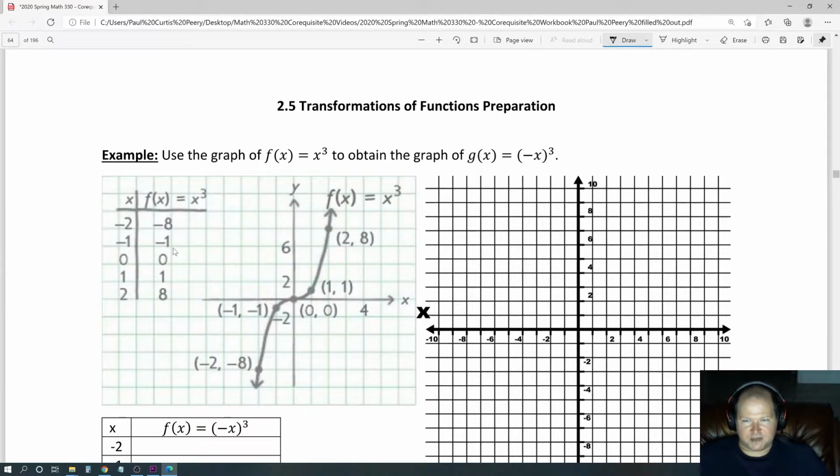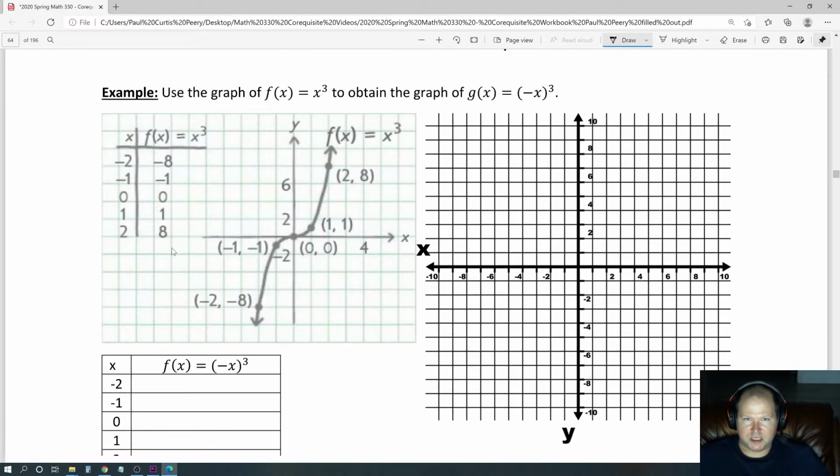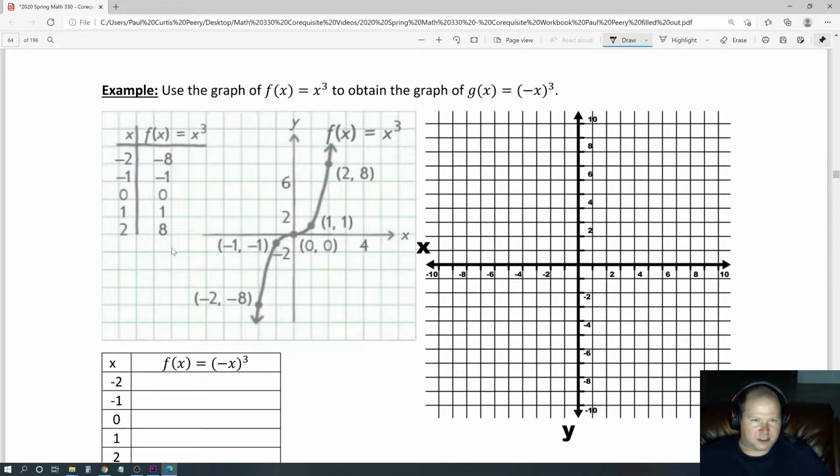2.5, transformations of functions preparation. All right, so use the graph of f of x is equal to x cubed to obtain the graph of g of x is equal to (negative x) cubed. So we're back to an odd one. Okay, so first let's graph the parent function.